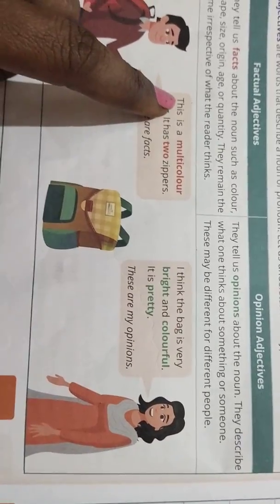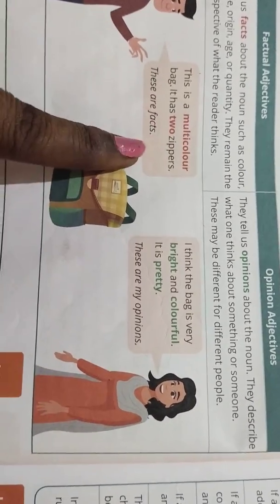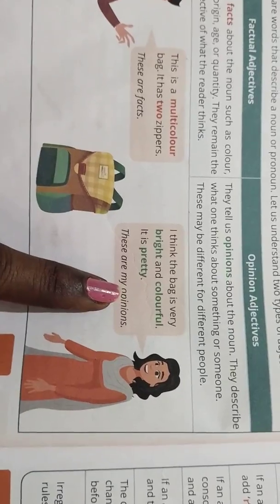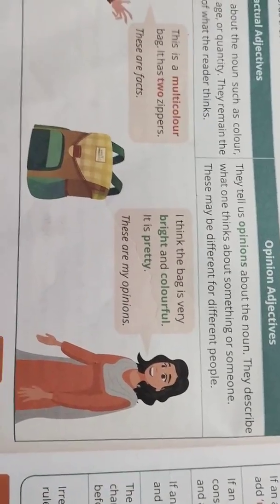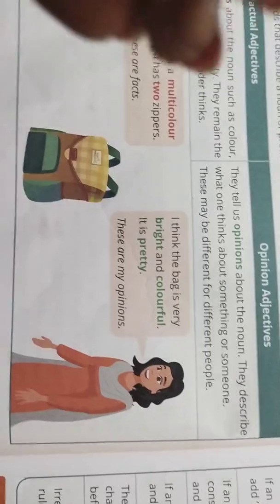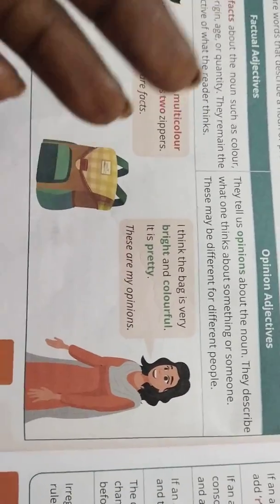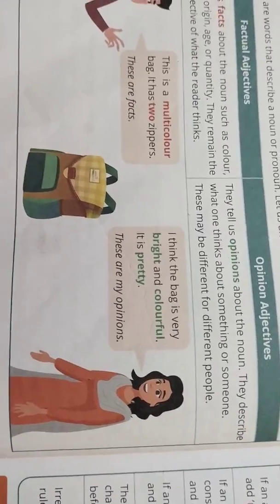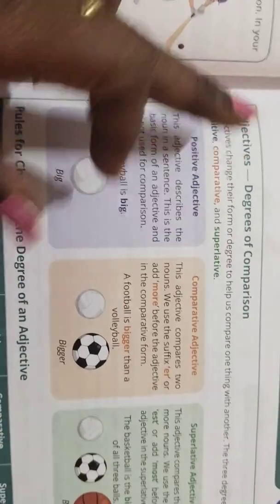Here you can see an example: this is a multicolor bag. It has two zippers. These are facts. But let us see the opinion adjectives, as in 'I think'. When you see the word think, it tells you it is a person's opinion. I think the bag is very bright and colorful. It is pretty. These are my opinions. Some may like its color and some may not, so opinion differs from person to person. The next thing is the degrees of comparison in adjectives.